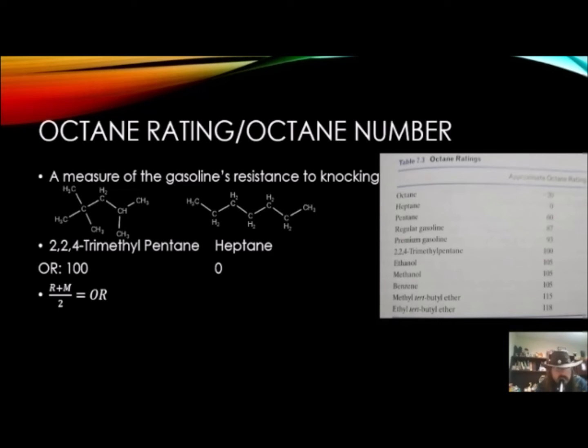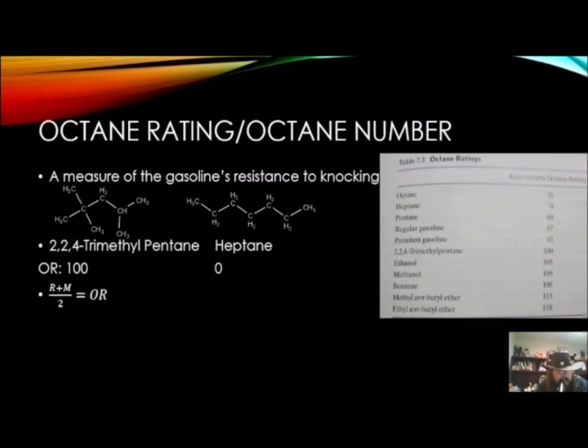Now, this is where we get to the octane rating, or octane number. An octane rating is simply a measure of a gasoline's resistance to knocking. High quality mixes are used to prevent this knocking. Some molecules naturally resist knocking, like 2,2,4-trimethylpentane. Some organics have a very high likelihood of knocking, even at moderate conditions, such as heptane. We've labeled 2,2,4-trimethylpentane, because of its unlikelihood to knock, at 100, and heptane, at its high likelihood of knock, at 0.